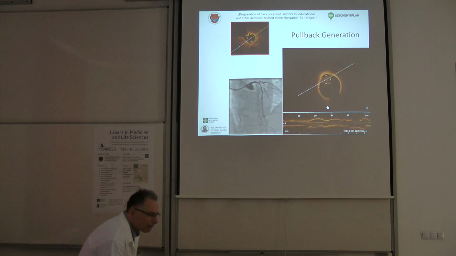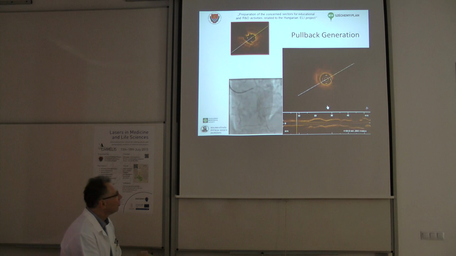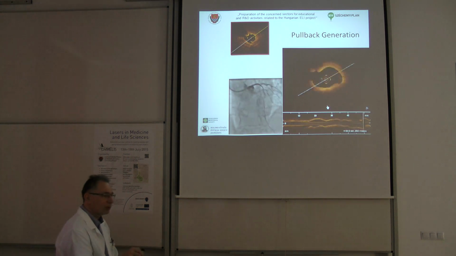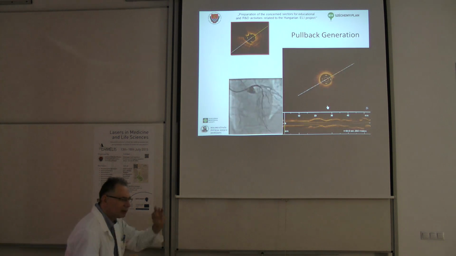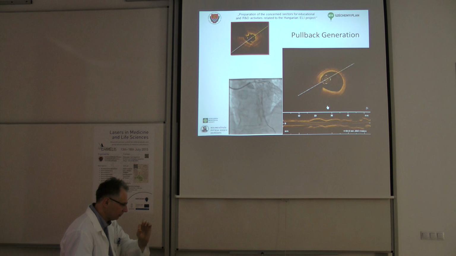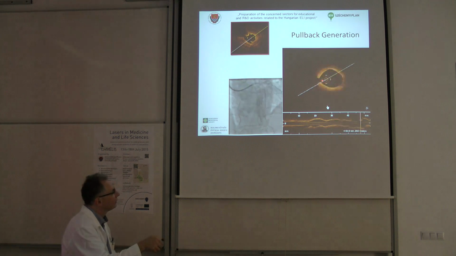And when you do the pullback, do you pull back only the OCT probe, or do you pull it together with the guide wire? No, only the OCT probe. The catheter itself remains inside the artery. It's only the little fiber optic core, which rotates, that is pulled back.